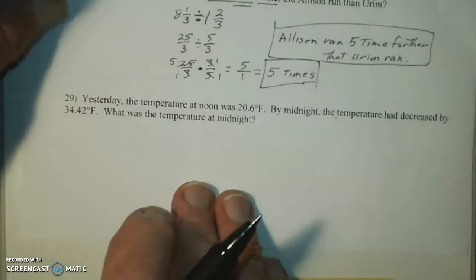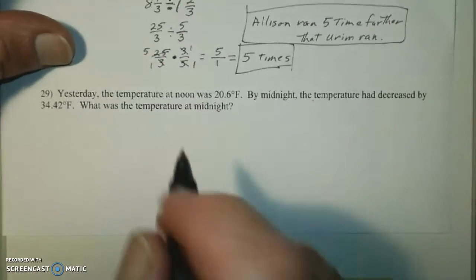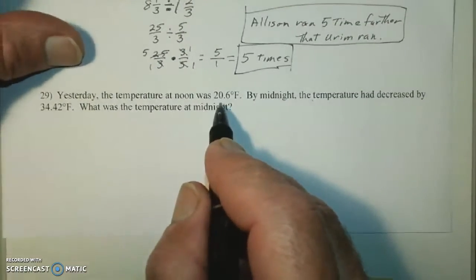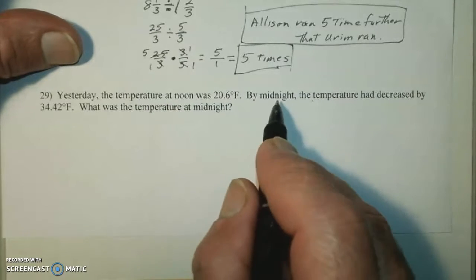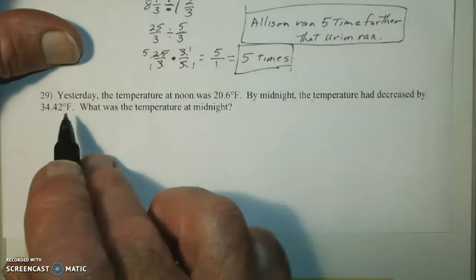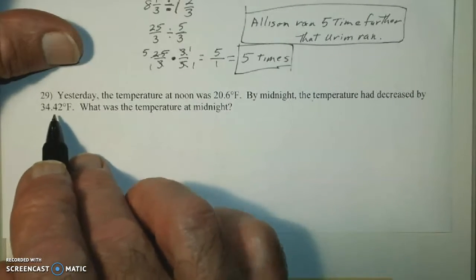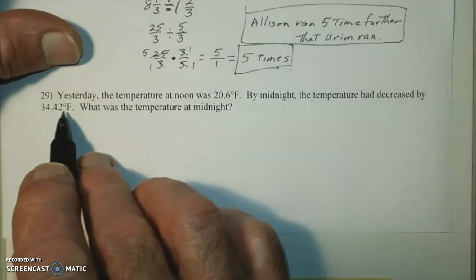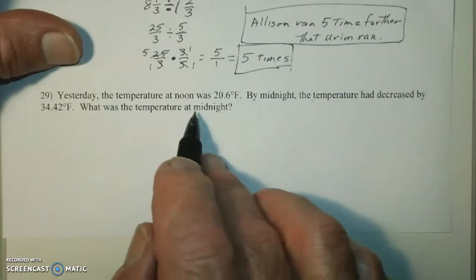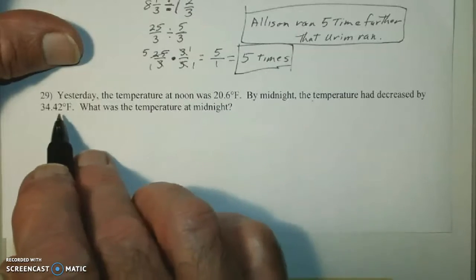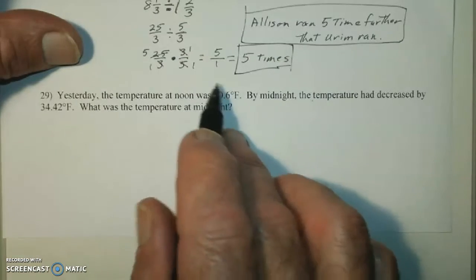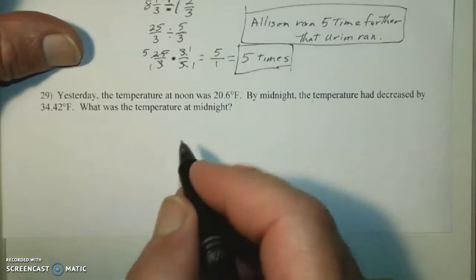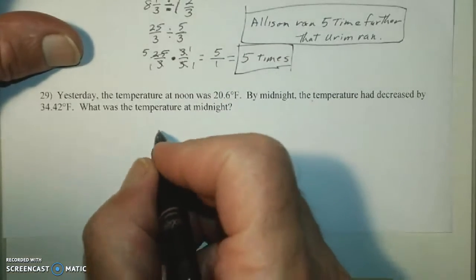Number 29. Yesterday the temperature at noon was 20 6/10 degrees Fahrenheit. By midnight the temperature had decreased 34 42/100 degrees Fahrenheit. What was the temperature at midnight? Okay, that's a decrease. The temperature's going down. That's subtraction. You'll be taking that amount away.